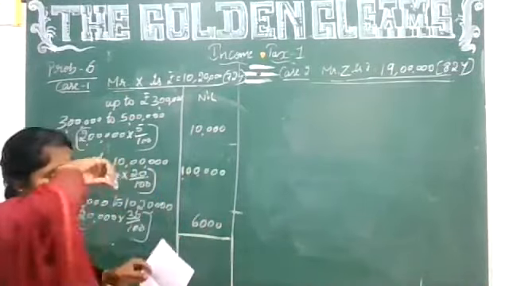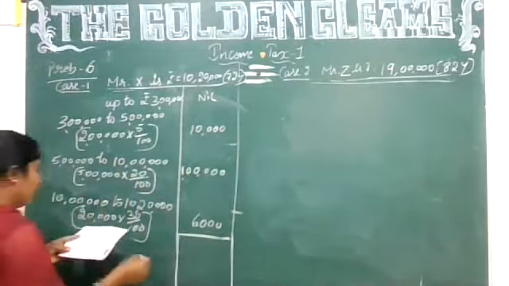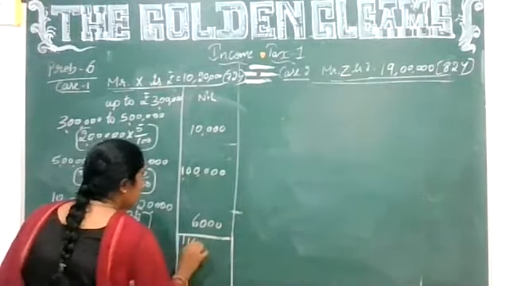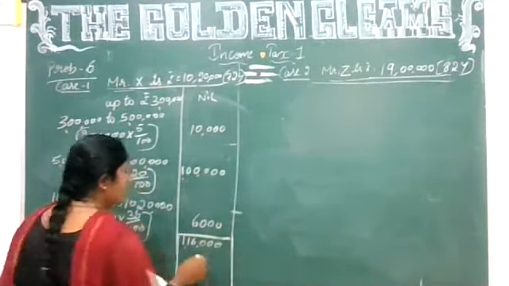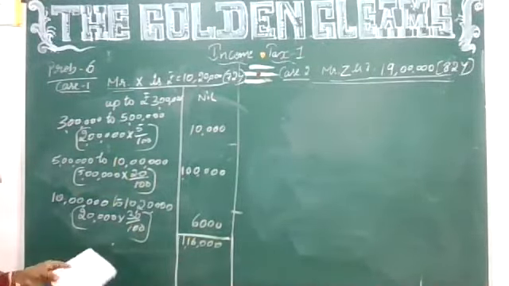The next one we have to add. These three, 10,000, 1 lakh and 6,000, we have to add. 1,16,000. This is the total income.